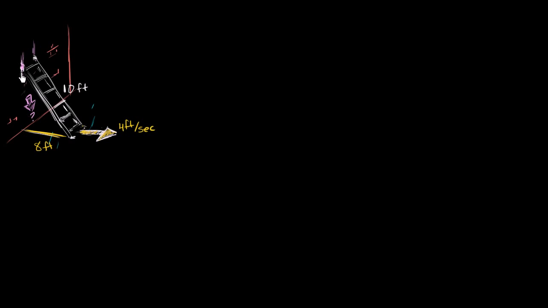It stays in contact with the wall and moves straight down. And we see right over here the arrow is moving straight down. And our question is, how fast is it moving straight down at that moment? So let's think about this a little bit. What do we know and what do we not know?